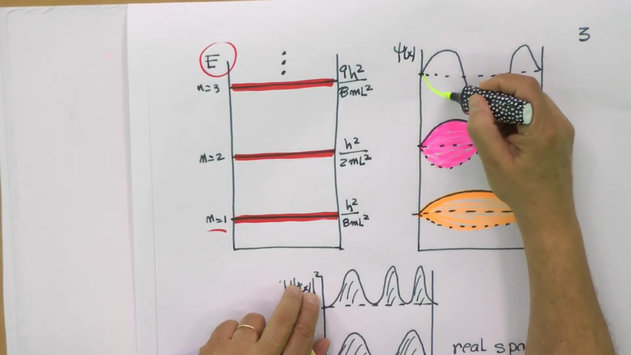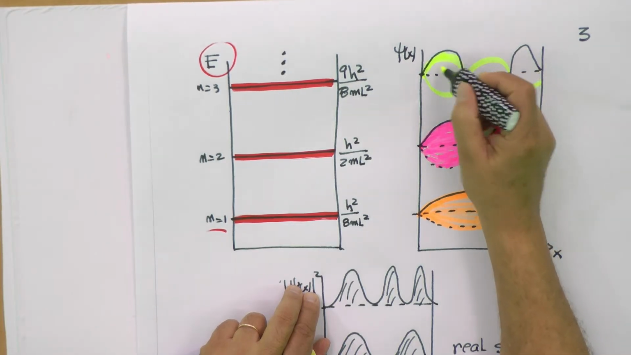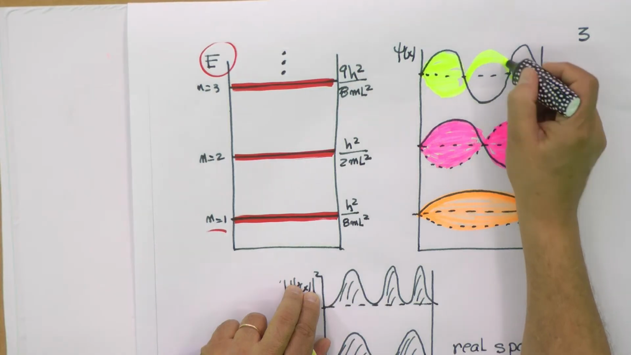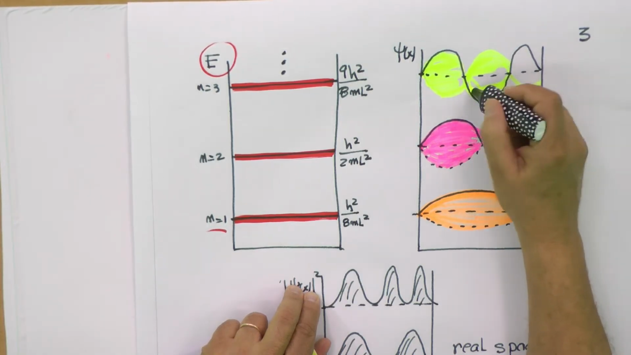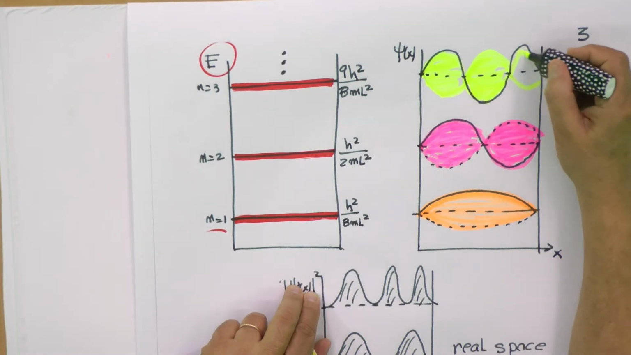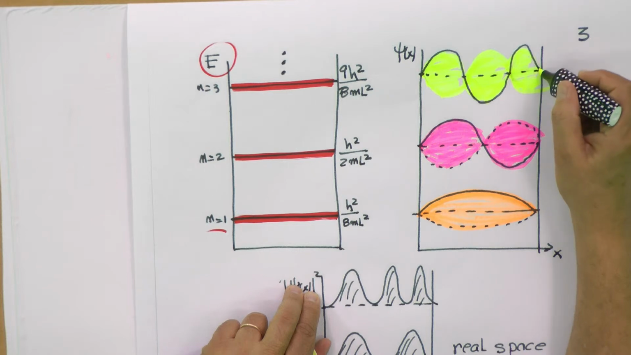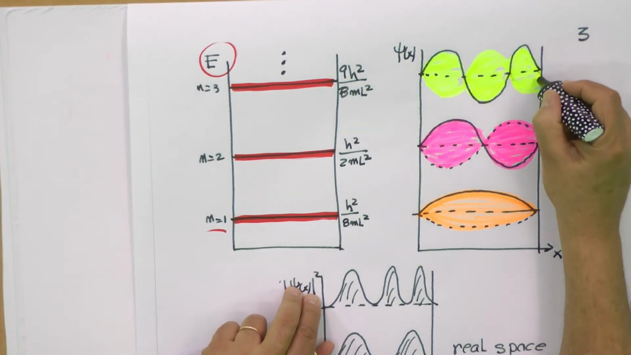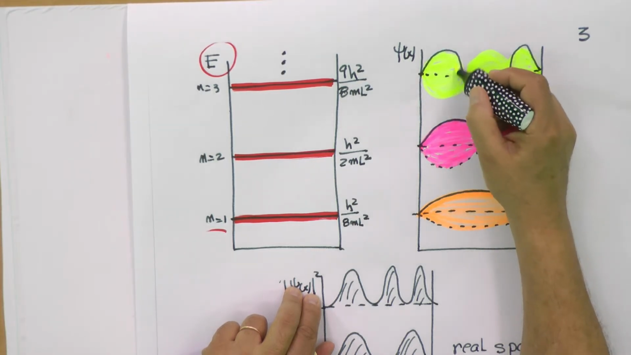Equivalent here. So if I go to the third state, that's teaching us something very interesting that we already learned. As I increase the energy, the momentum is also increased. As the momentum increases, we are decreasing the wavelength. So we are able to match more wavelengths in this box.